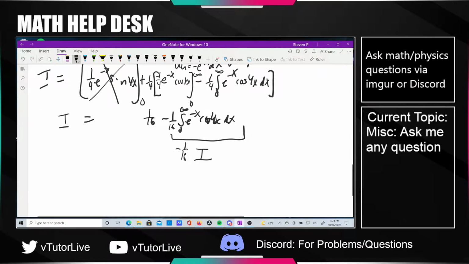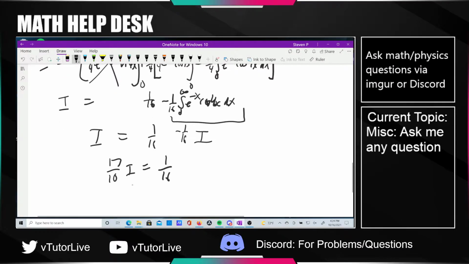It's sort of like a smaller integral rising from the ashes, so to speak. But the idea is we can solve this just like it was algebra, because we can move this over here. At this point, basically the integral is equal to 1/16. I is equal to 1/16 minus 1/16 I. So this turns into 17/16 I is equal to 1/16. And then I is just equal to, I think this is 1/17 is what I got.